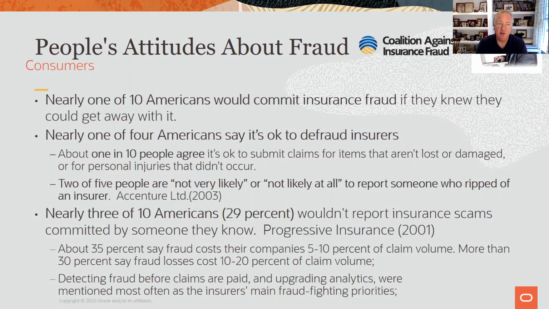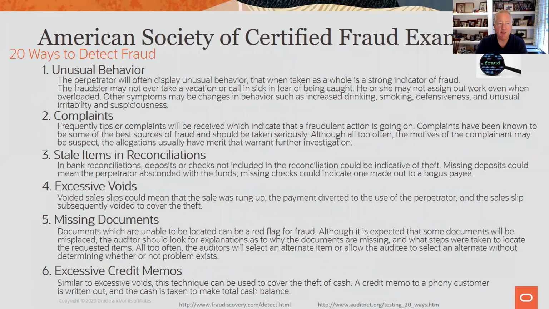Some of the things they found was that nearly 1 out of 10 Americans would commit insurance fraud if they knew they could get away with it. Nearly 1 in 4 say it's okay to defraud insurers. 2 out of 5 people are not very likely, or not likely at all, to report someone who has ripped off an insurer. Nearly 3 out of 10 Americans won't report insurance scams committed by someone else they know. And this goes on and on with how much it costs and how prevalent this is. I just didn't realize it was quite this prevalent and costly.